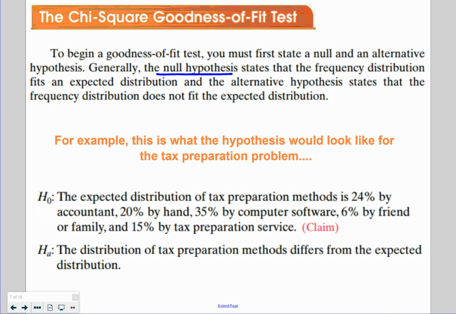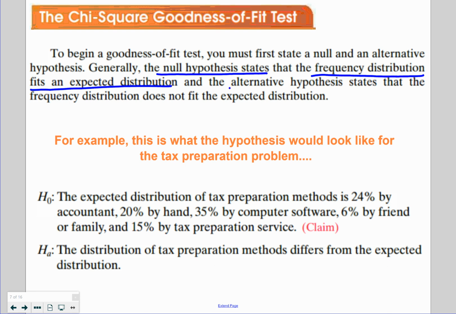So the null hypothesis is going to state that your frequency distribution, whatever it is, fits an expected distribution. Okay, so that might be that it is distributed uniformly. Everything has the same distribution. Or it might say something like the tax prep one that we did a minute ago, listed down here. The expected distribution is going to be 24% by the accountant, 20% by hand, 35% the computer software, 6% by family, and then 15% by tax preparation services. Okay, so certain percentages for each category.